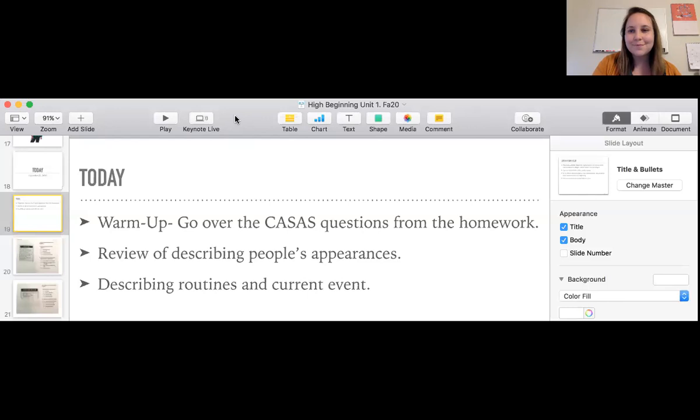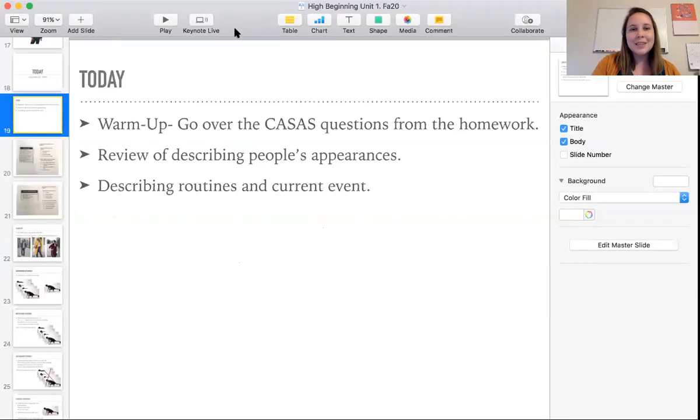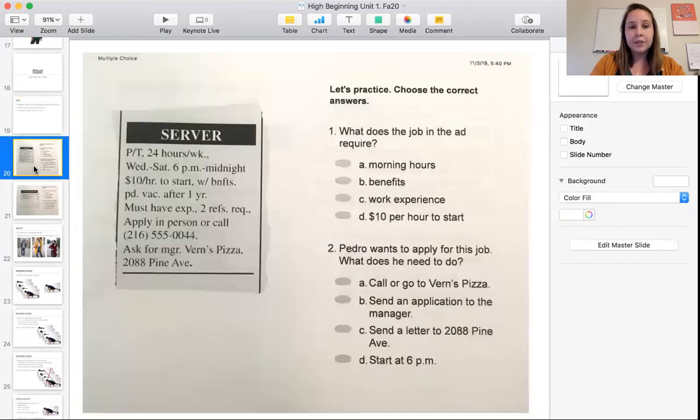There we go. Okay, so some of the things we're going to do today. We went over some of the CASAS questions that we did for homework. I'm not going to go over those in the video. I'm just going to tell you the answers. So we went over these two questions. The answer for number 1 is C, work experience.